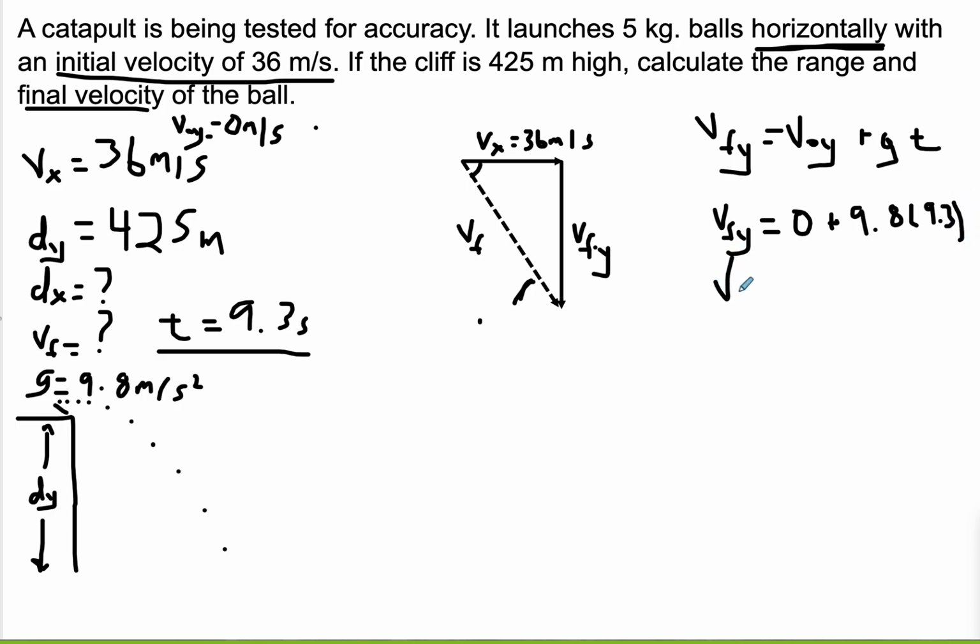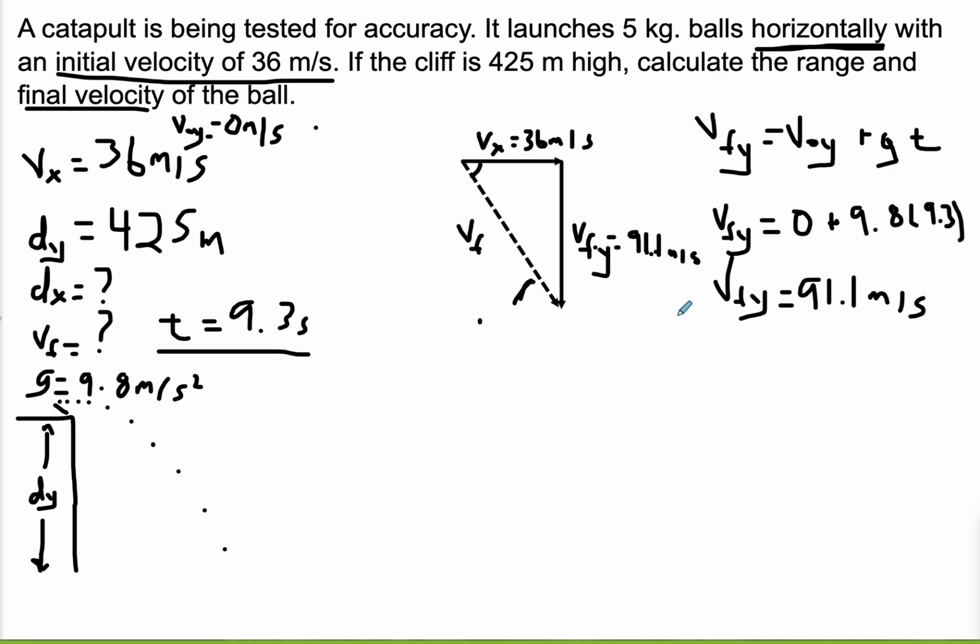So the final velocity in the y direction is going to be pretty high. 9.8 times 9.3. What is that? 91.14. I'm just going to write it down as 91.1. So we'll just do the tenths, if that's all right with everybody. If on your test you did it to the hundredths, I'm totally fine with that as well. So 91.1 meters per second.